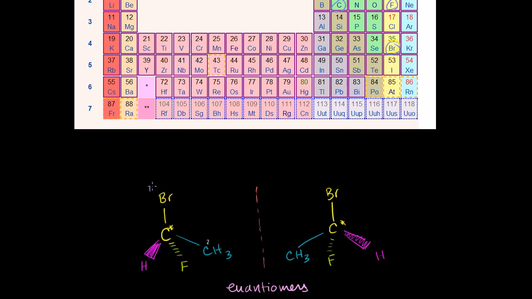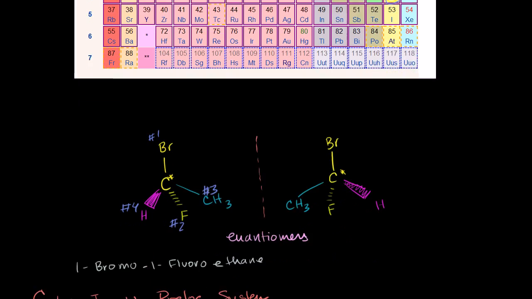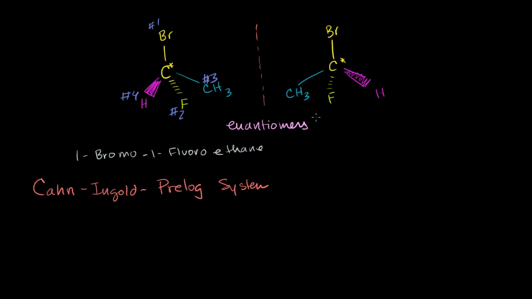We'll just call this number 1. Then after that, we have fluorine. That is number 2. Number 3 is the carbon. And then hydrogen is the smallest. So that is number 4.